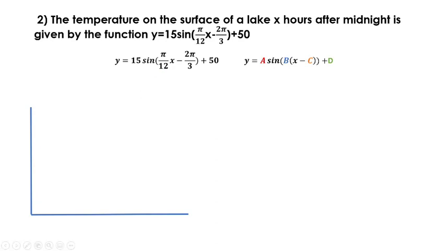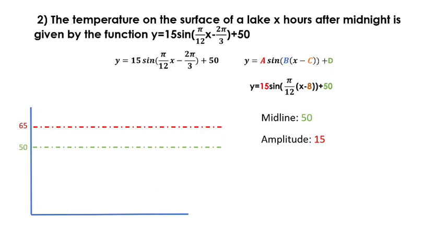Now, we've got our function in the form that we want, and we're ready to start identifying our attributes. We have a midline of 50, okay? That means our temperature is going to have an average temperature of 50, and it's going to go 15 degrees above that and 15 degrees below that. So 15 degrees above 50 would be 65, and 15 degrees below would be 35. So our maximum temp in this situation would be 65, and our minimum temp would be 35.